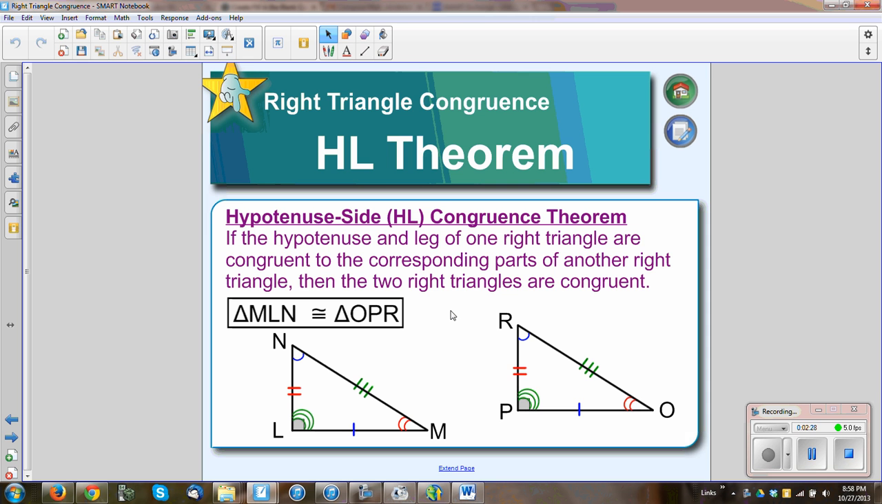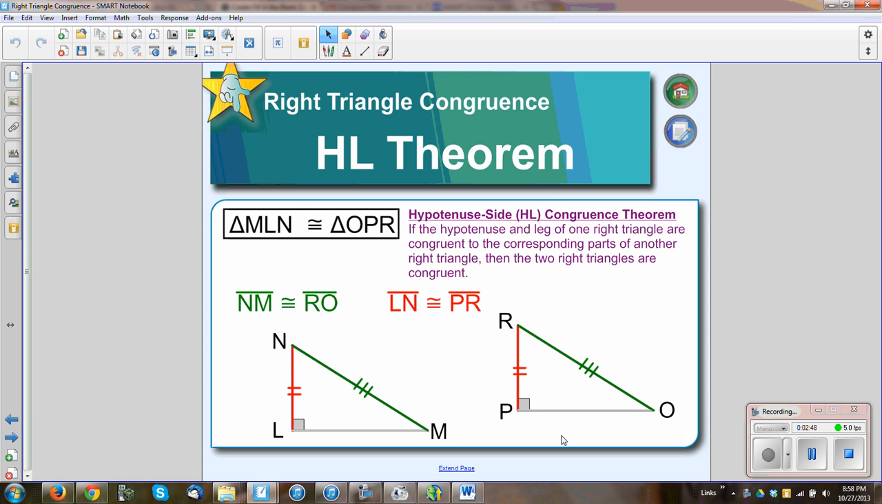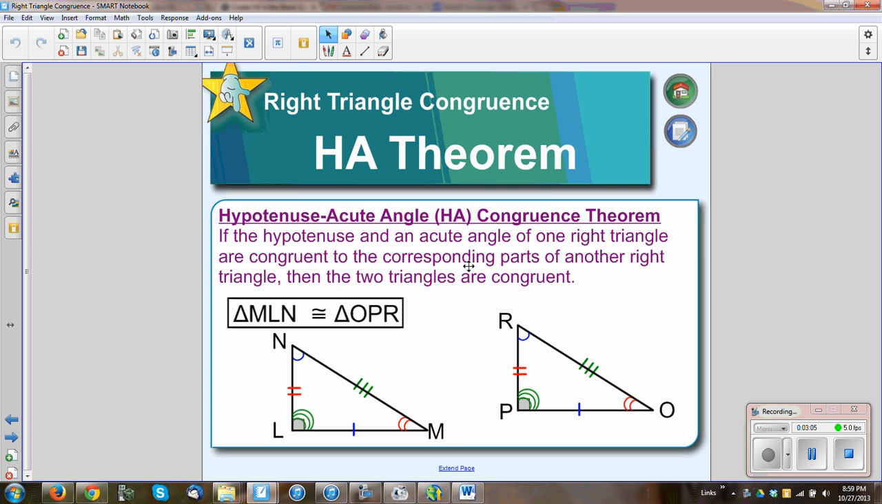The HL theorem, which is the hypotenuse-leg congruence theorem, states that if you have a right triangle, as long as you have congruent corresponding hypotenuses, as well as a corresponding leg that are congruent, then the triangles are congruent. Here is an example. If you have the hypotenuse and the leg, here's another example of the theorem. And here's a third example of the theorem. I'm sorry, it's actually getting into a new theorem.